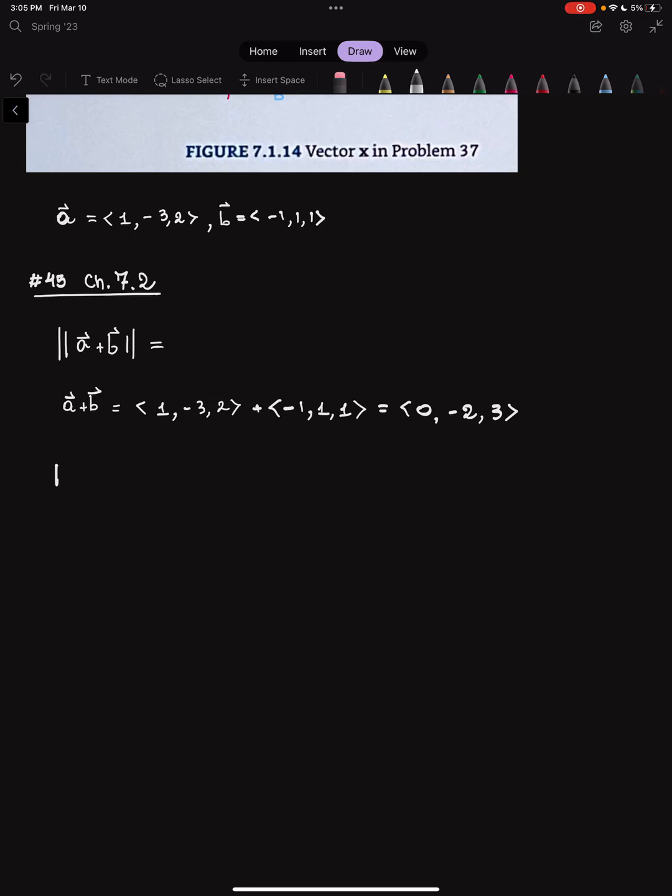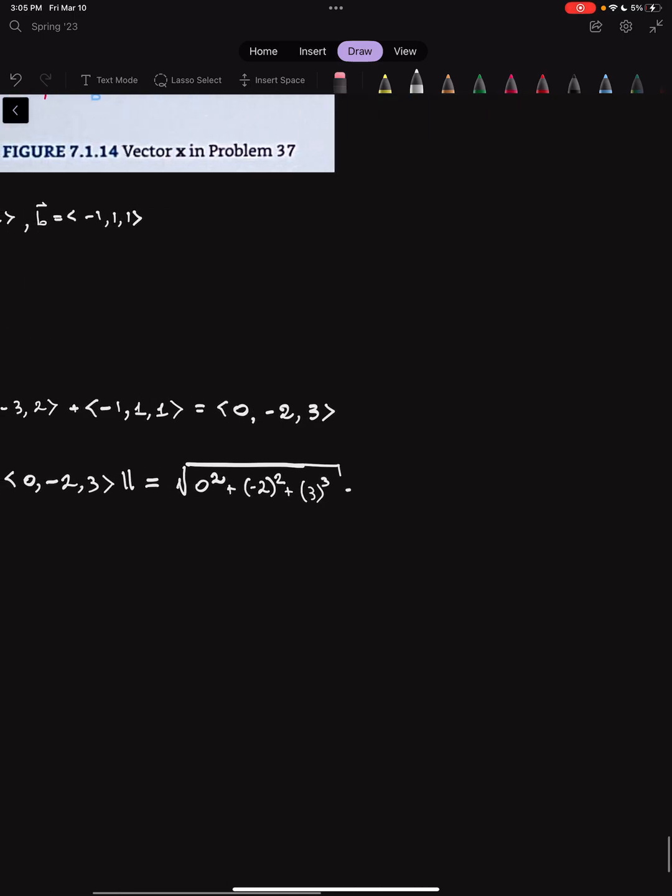So now the magnitude of my A vector plus my B vector would just be the magnitude of this. Well, how do we find a magnitude? We apply the Pythagorean theorem. We can apply it in 3 dimensions as well. It's going to be the sum of the square of the components, all elevated to the power of 1/2, or square root. And that would be 4 plus 9, which is the square root of 13.